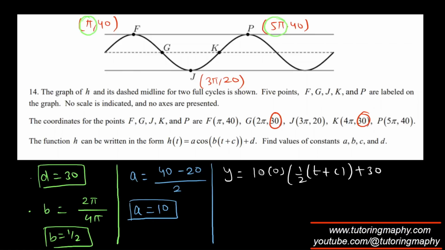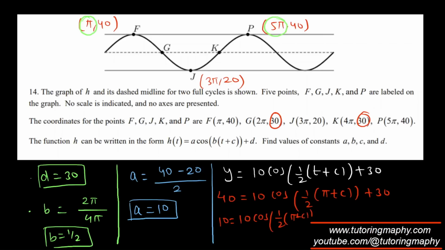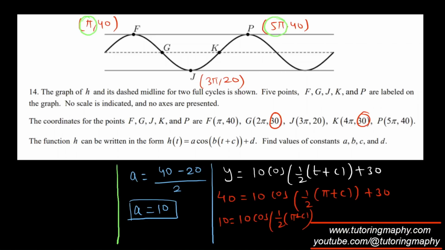I'm going to put pi comma 40 as my point. So 40 is equal to 10 cosine 1 over 2 pi plus c plus 30. Subtracting 30 both the sides, I will have 10 is equal to 10 cosine half of pi plus c, and then I'm going to divide both sides by 10. It's going to look like 1 is equal to cos of 1 over 2 pi plus c.